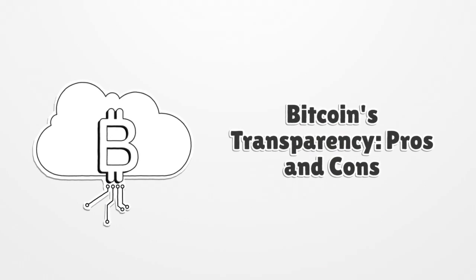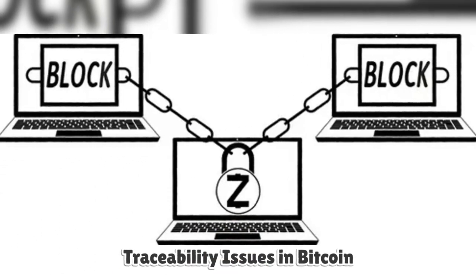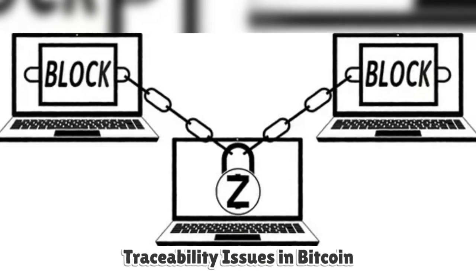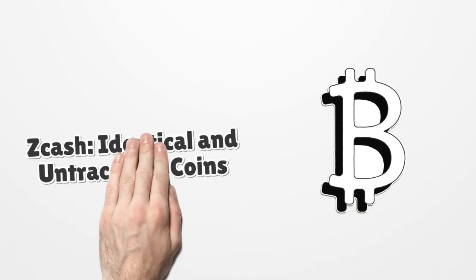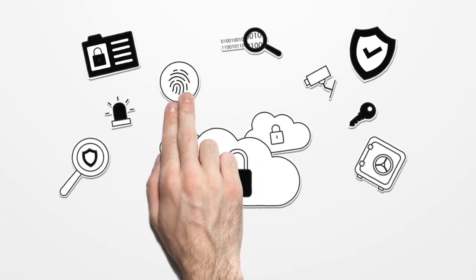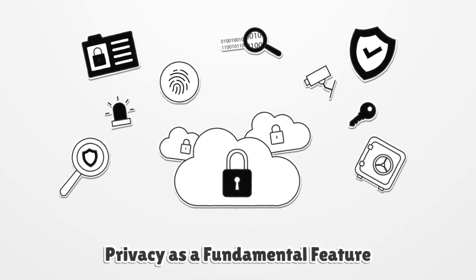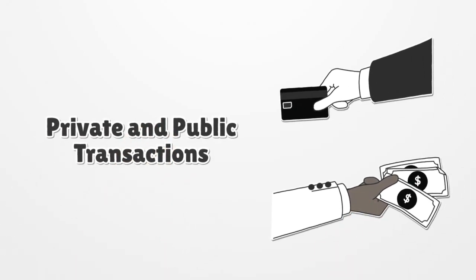The white paper highlights that Bitcoin's transparency has benefits but also serious drawbacks. Because every transaction is recorded on the blockchain, anyone can trace funds, build transaction graphs, and potentially link addresses to real identities. This lack of privacy makes Bitcoin less fungible. Coins can be tainted by association with illegal activity or blacklisted by exchanges and institutions. Zcash addresses this by making every coin identical and untraceable. Privacy is not an optional add-on but a fundamental feature. However, the system still allows for transparent transactions when desired, meaning Zcash supports both private and public transaction modes.